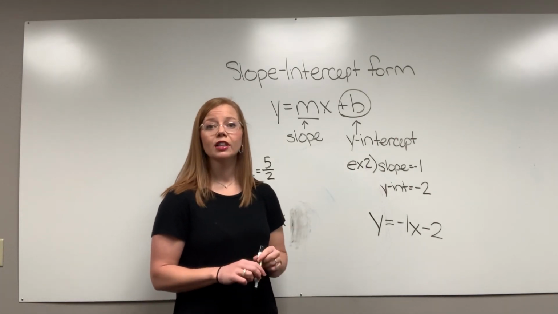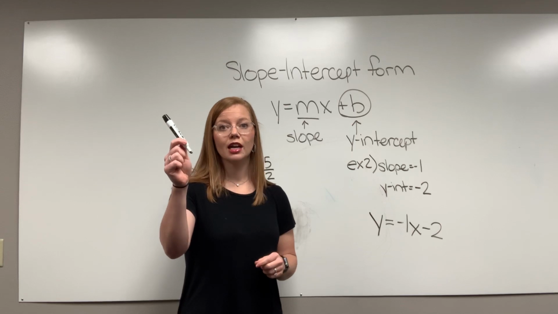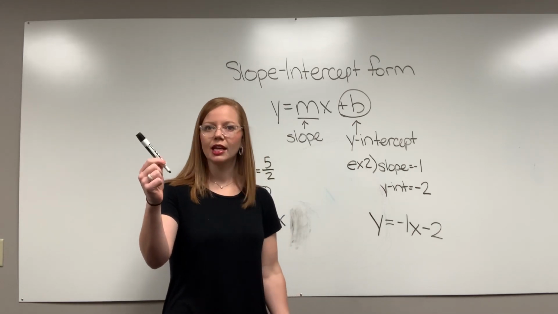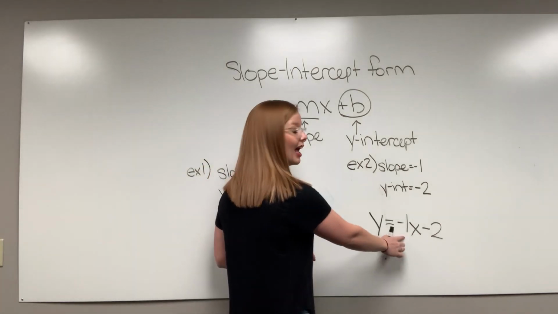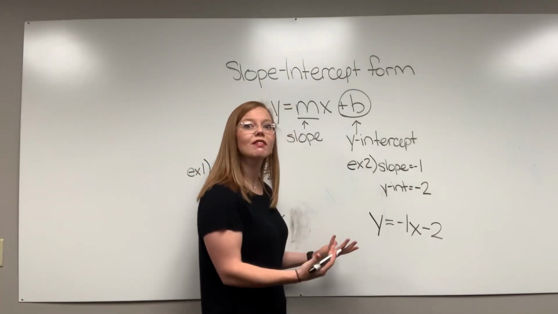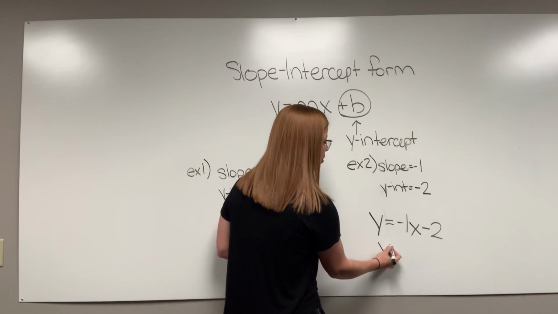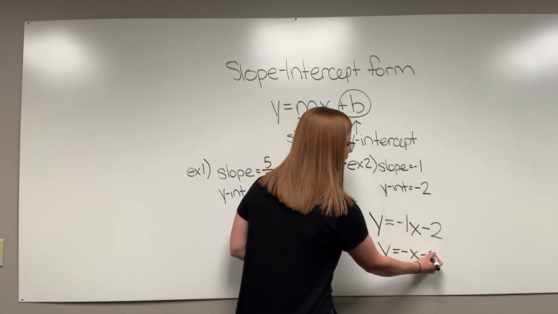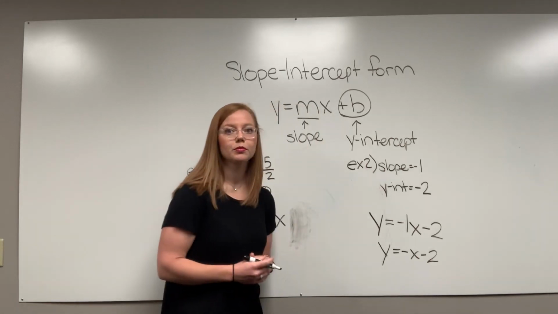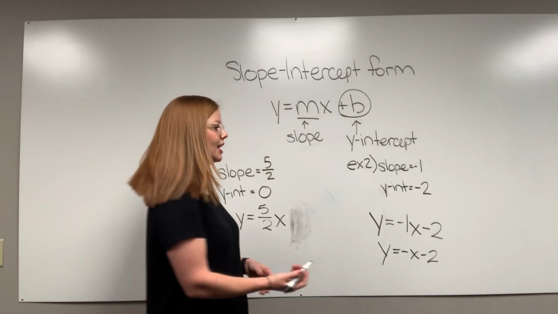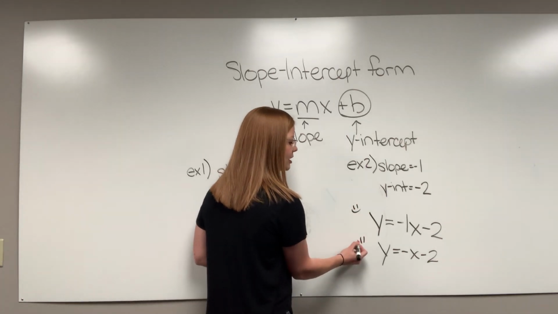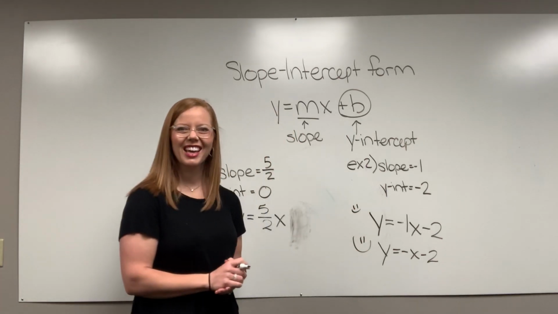However, whenever I'm holding up a marker, I typically don't say one marker. I just say marker, right? Same thing with our x's. If there's only one of them, or even a -1 of them, we can write that as y equals -x minus 2. Either one of those would be correct. Kind of like I tell you in class, this one makes me happy, this one makes me more happy, okay?